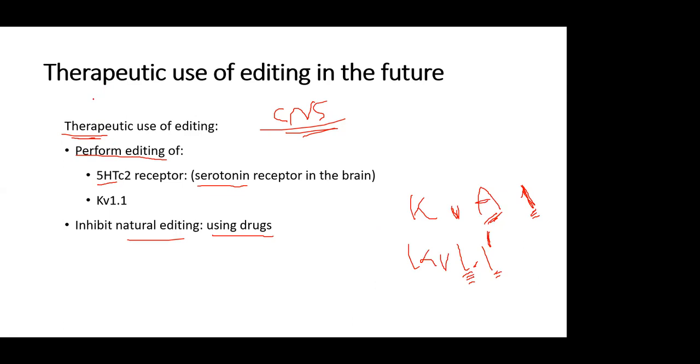So therapeutically, memorize it. Just perform some editing, or inhibit some of the natural editing that's happening, using some drugs. What's going to happen if they perform editing, or which receptors? It talks about the serotonin receptor in the brain, or the potassium voltage-gated channel, subfamily A, member number 1.